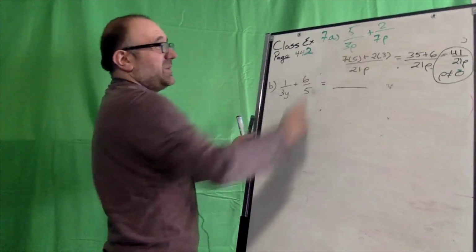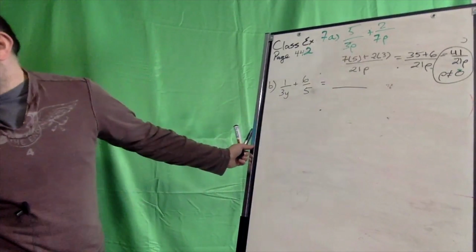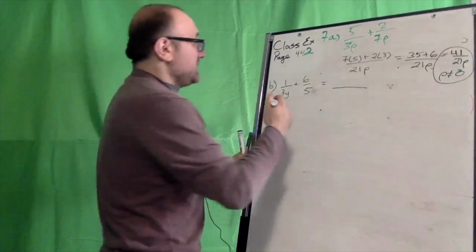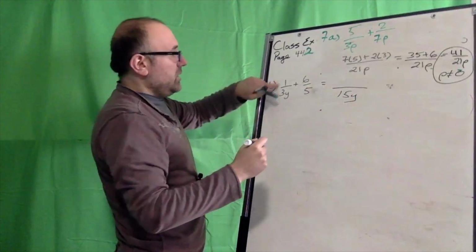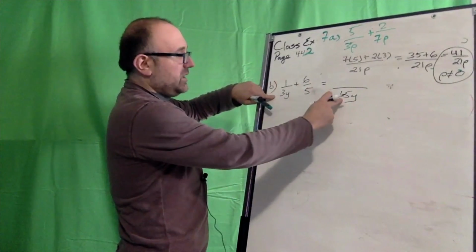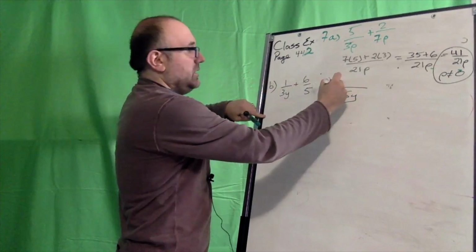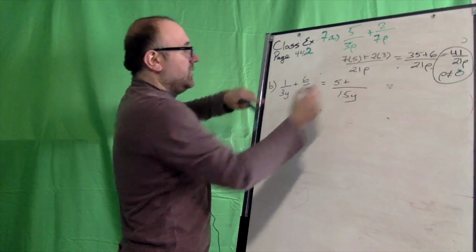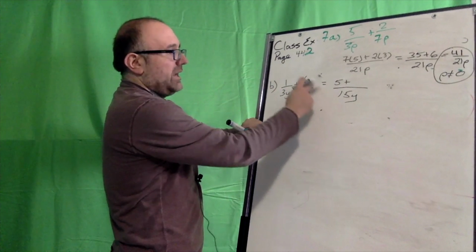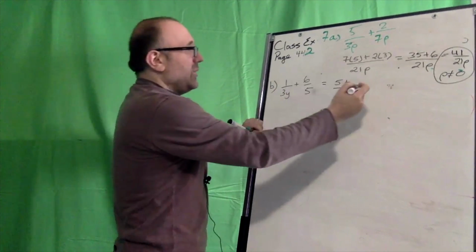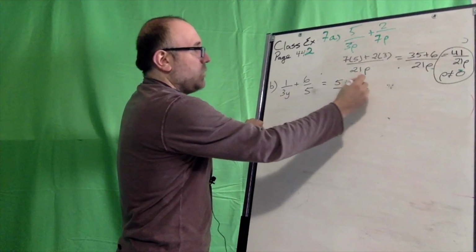Very similar to what we did over there, but we didn't have to include the p squared part. So what's going to happen is that 15y. Now from here, how did I go from 3y to 15y? I times it by 5. And that'll be 5. Now over here, though, I had to times this by 3y. So 6 times 3y, which is 18y.